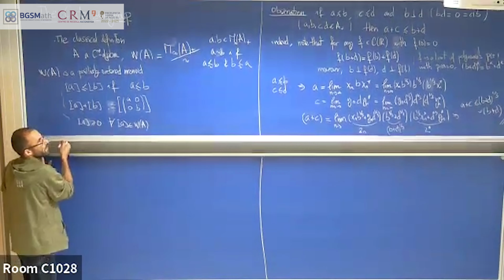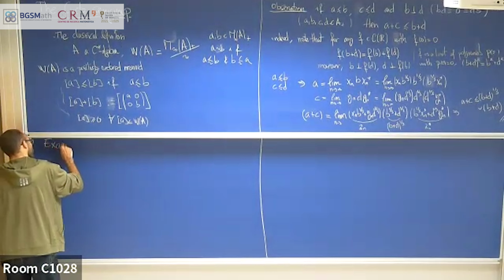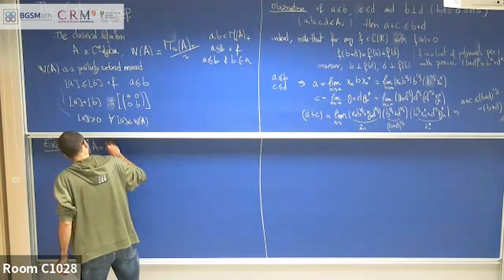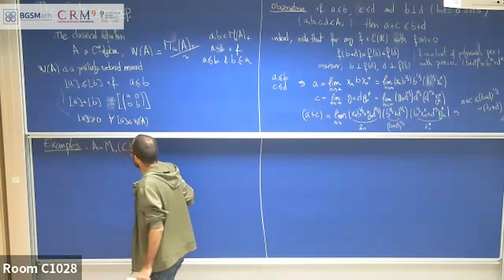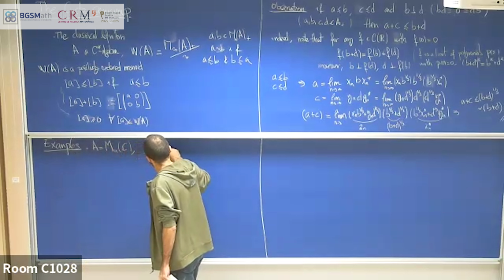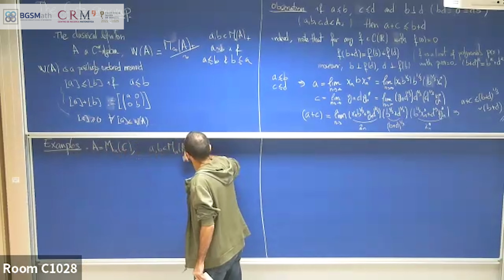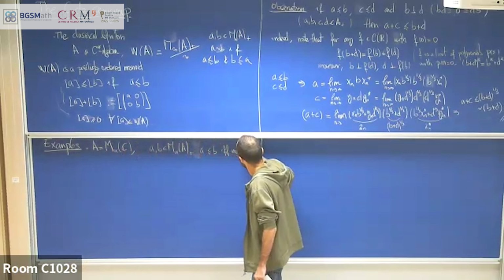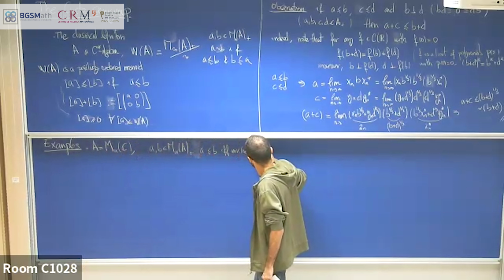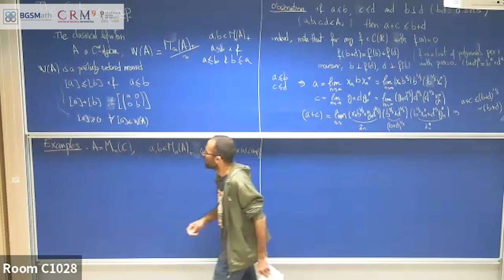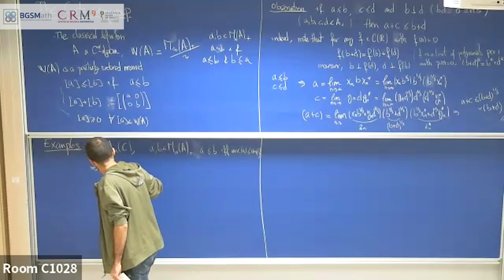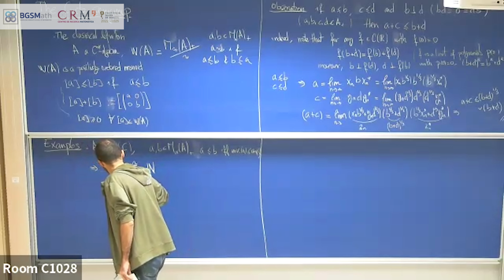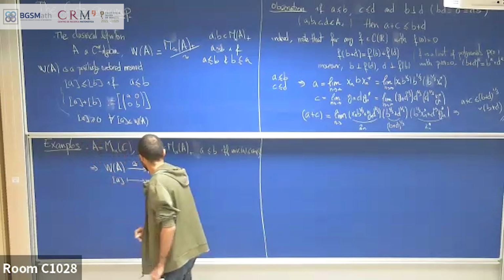Examples. I'll start with the easiest example. If you take A to be the complex matrices M_k, recall that Cu of A is N, since two projections A and B are equivalent if and only if rank A equals rank B. I think you did that. So we have a natural map, an isomorphism, that takes any element A to its rank.